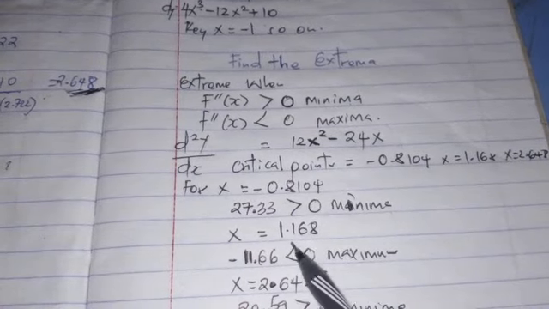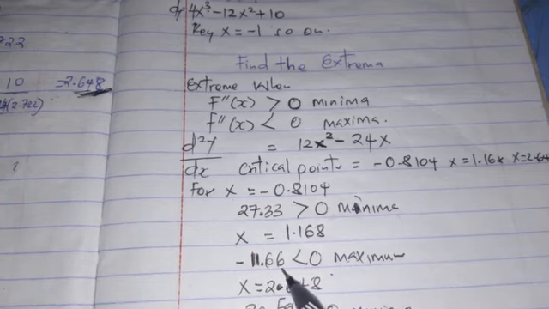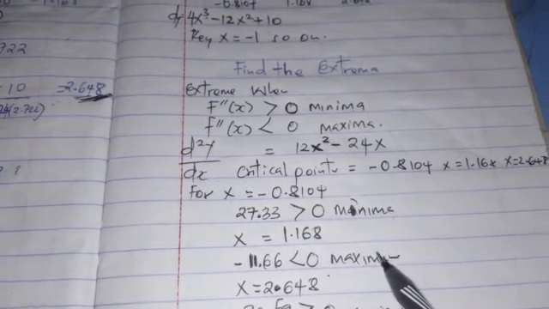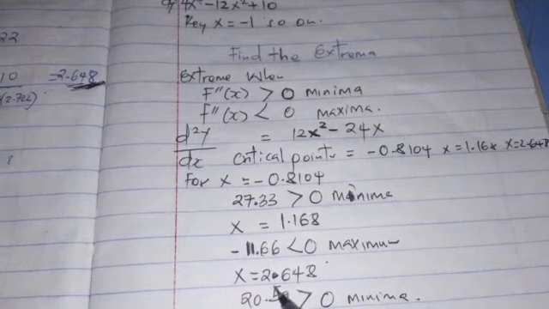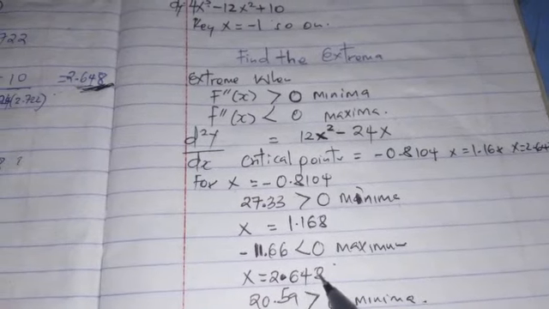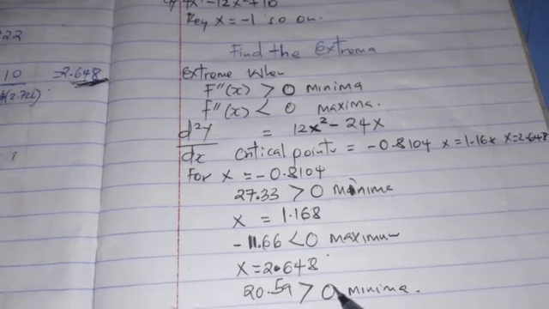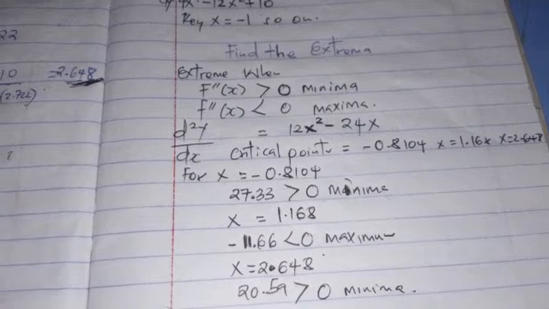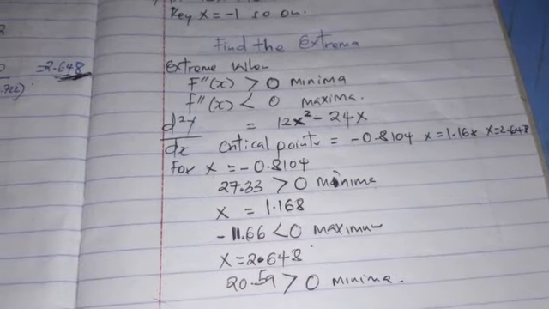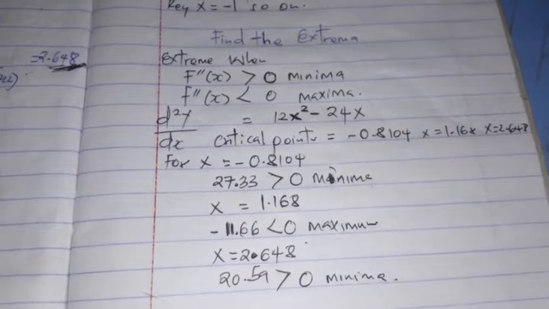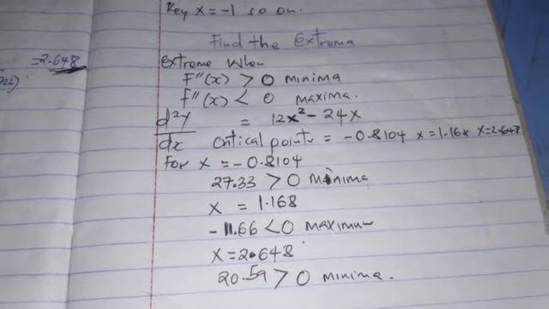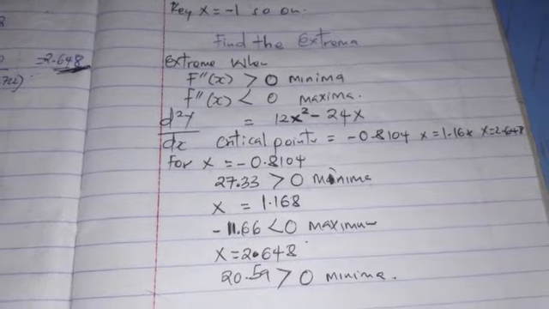When you take 1.16, it is going to give us negative 11. This is less than 0, so it is a maximum. And we take the final point, that is 2.648. It is going to give us an output of 20.56. That is greater than 0, that is a minima. So we have finished evaluating the critical points, where it has given us the interval and the extremas.